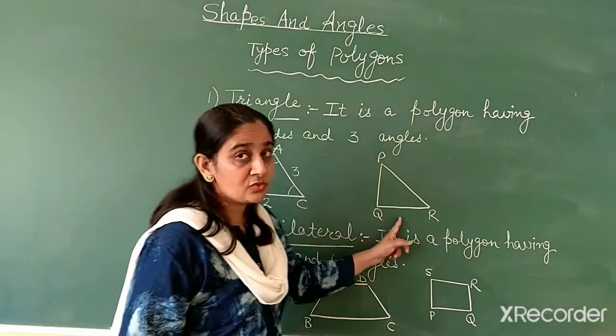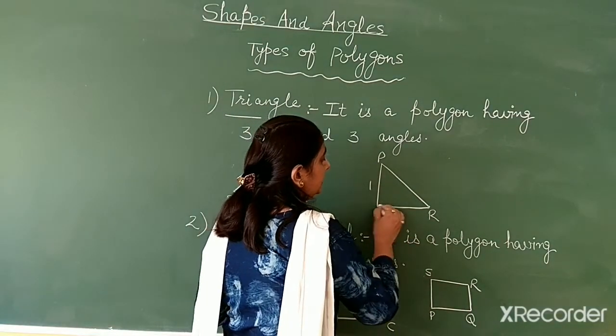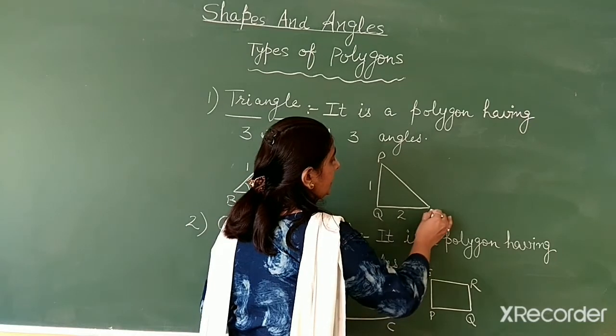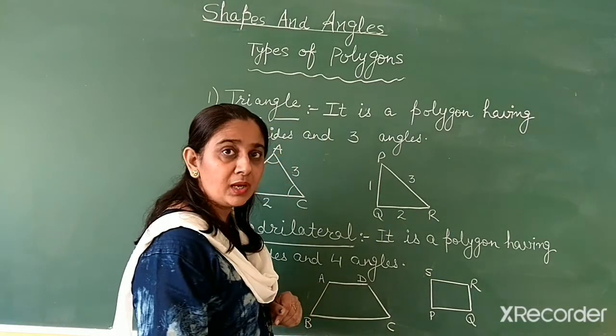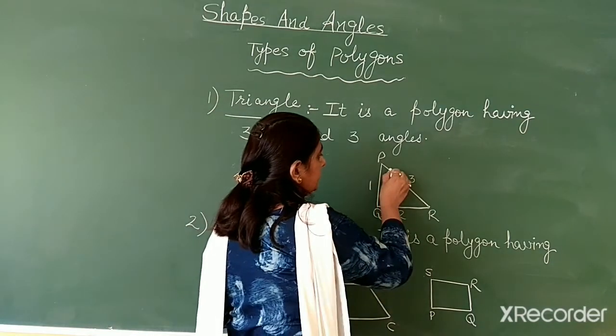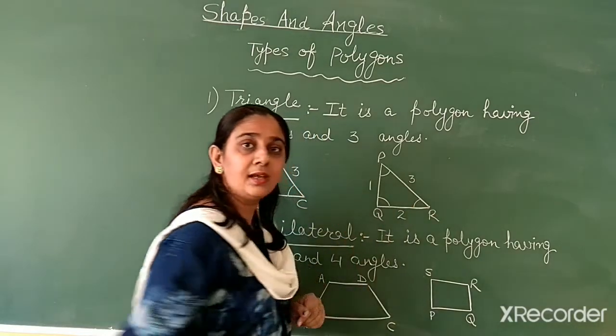Now look at the second triangle. In this triangle, PQ is the first side, QR is the second side, RP is the third side. And now we will mark angles in this. This is first angle, this is second angle, this is third angle.